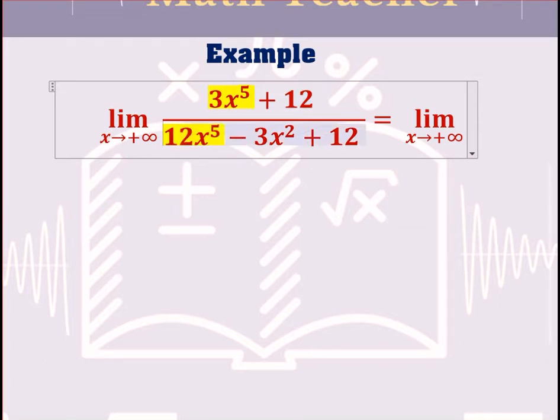5. But guys, this example is different from the previous one because as you see here, I have x power 5 and also here I have x power 5, and the degree of the numerator is the same as the degree of the denominator.